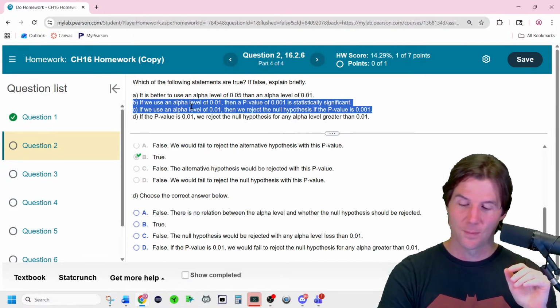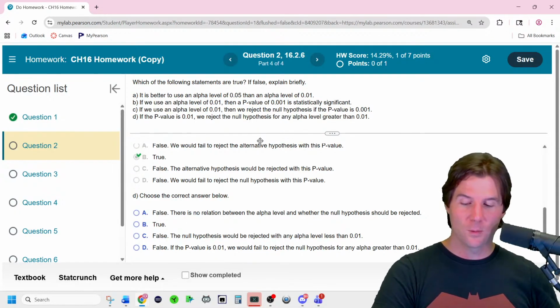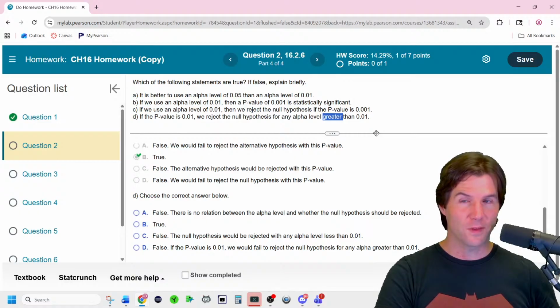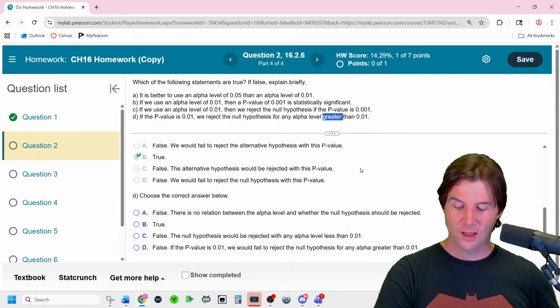It's the observed result. A p-value of 0.01, we reject the null hypothesis for any value. Oh gosh, that's false. It'd be any value less than. So this is greater. Remember, you reject the null when the p-value is low. When the p-value is high, you just let it fly. So this is false. It should be less than.